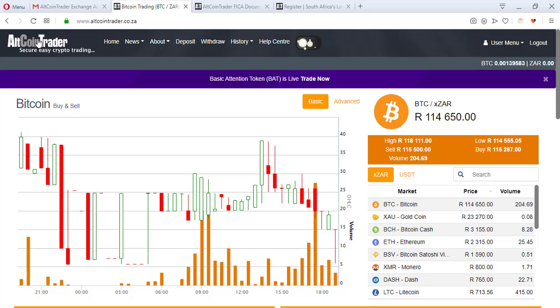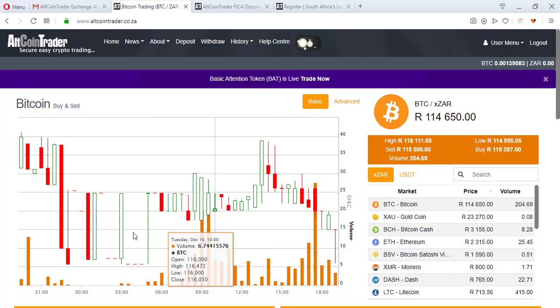Saying, okay, when Bitcoin reaches this point, I want to sell it. When Bitcoin goes to this level, I can buy it, and then I can wait for it to go to this level to sell it. You'll understand what I'm saying because I'm going to show you what the user interface is like and how you can go about doing your own thing at Altcoin Trader.